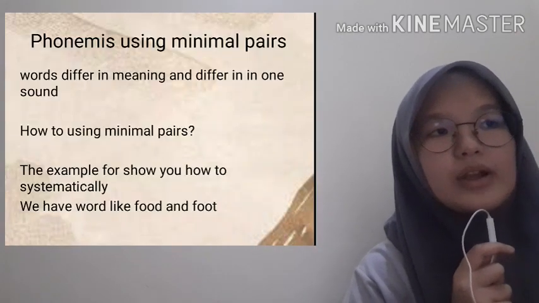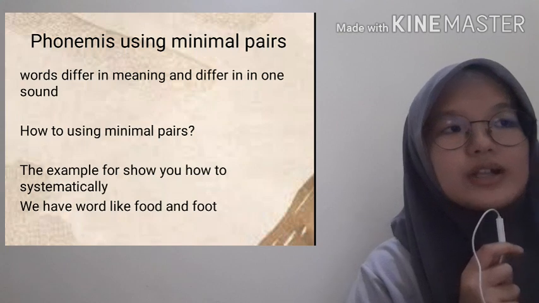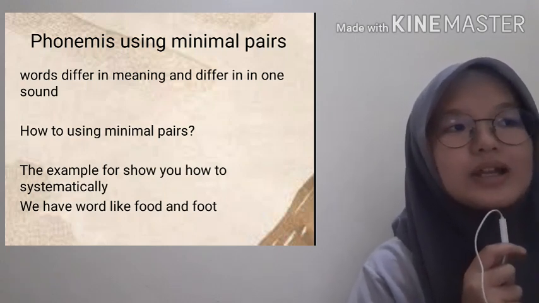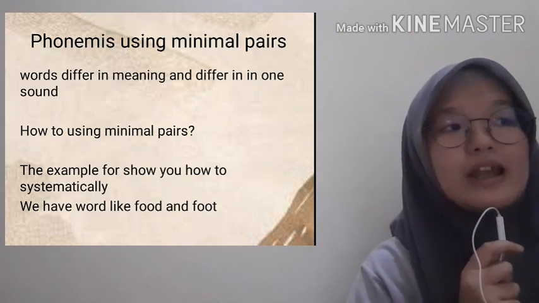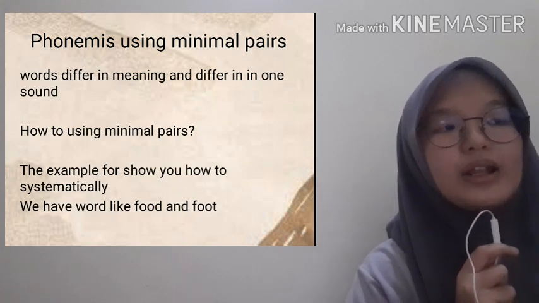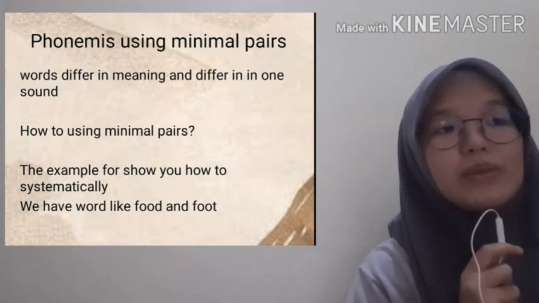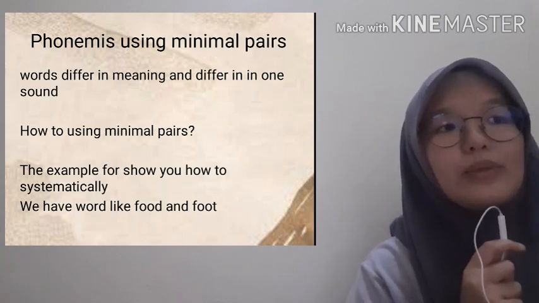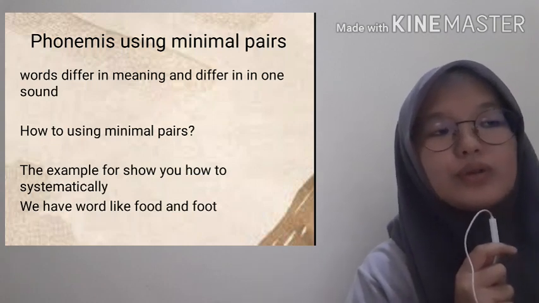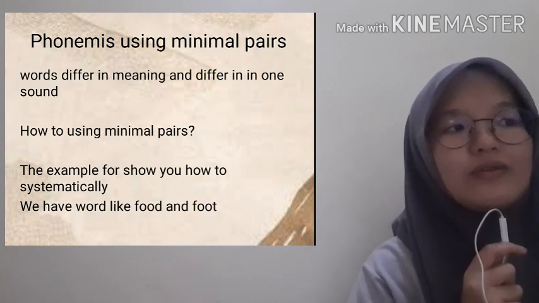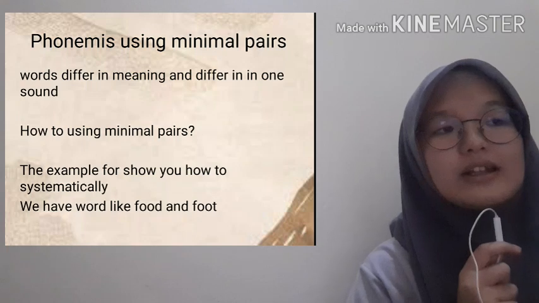Next, minimal pairs. That is what a phoneme is. We know English has a bunch of phonemes, but the question is, how do we find them? How do we know what a phoneme is? Well, the easiest way is to use something called minimal pairs, and that's when you find words that differ in only one sound, but they also have different meanings. To show you how this works systematically, we have words like food and foot. They differ in only one sound, so the D and T differ, and the rest of the word is exactly the same.